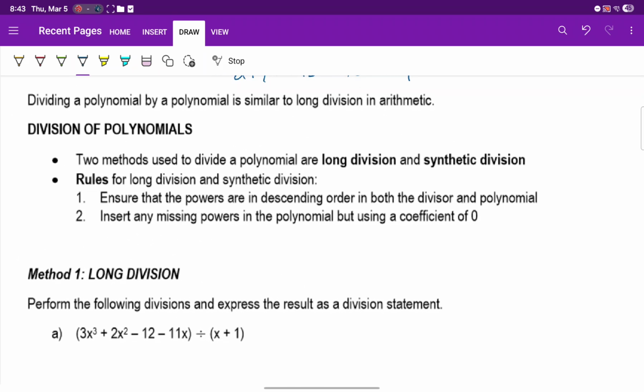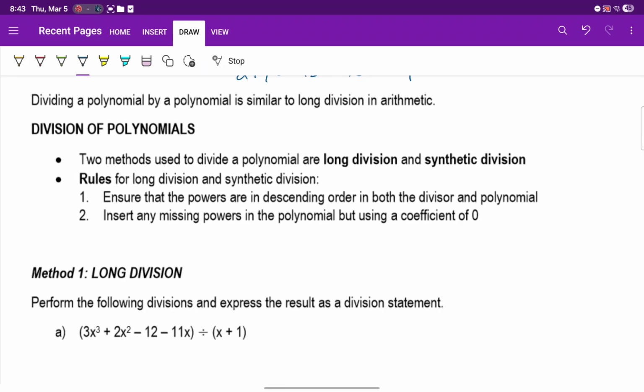So dividing a polynomial by another polynomial is similar to long division in arithmetic. We have some points here. Division of polynomials. Two methods are used to divide polynomials, and we're going to go over both of them. We have long division and we have synthetic division.